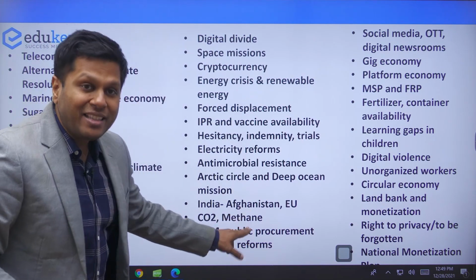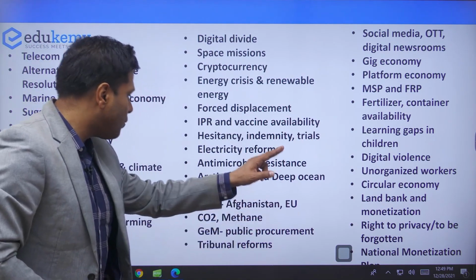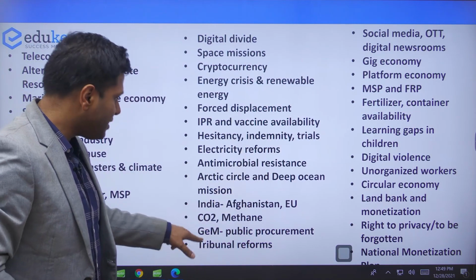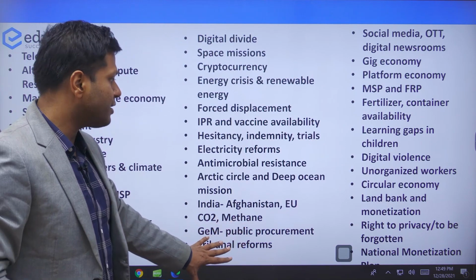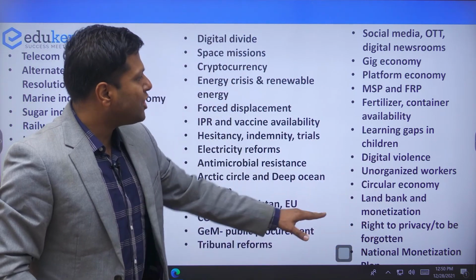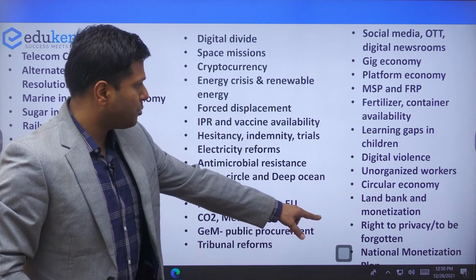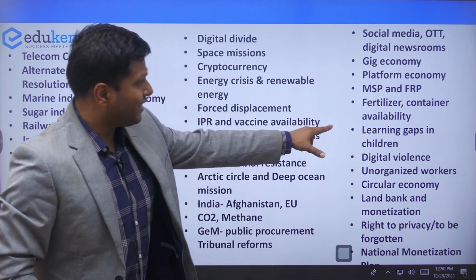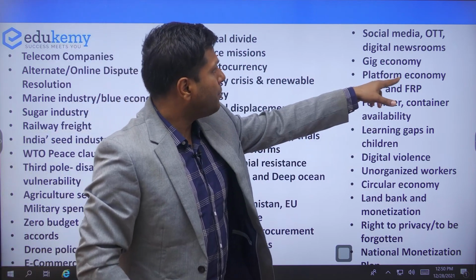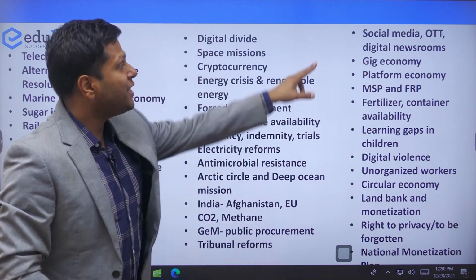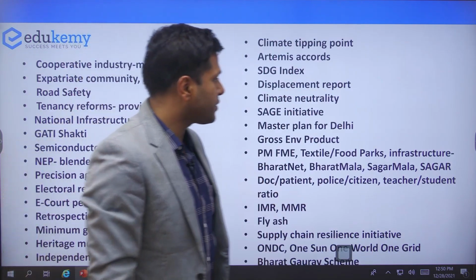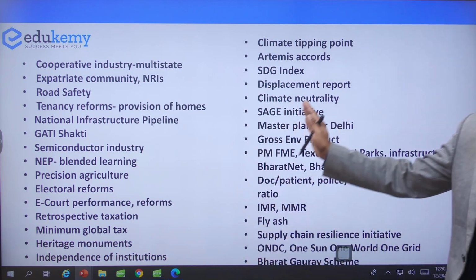Carbon dioxide and methane emission, right? Methane emission has been in focus. Public procurement, government e-marketplace, reforms in that. Tribunals have been in focus, right? Circular economy, land banks, right to privacy, right to be forgotten. These are the words that you should be using. Digital violence, learning gaps, fertilizer and container shortage in the country. Platform economy, gig economy, social media, OTT, digital newsrooms, right? Their norms. Similarly, other themes have been in focus.